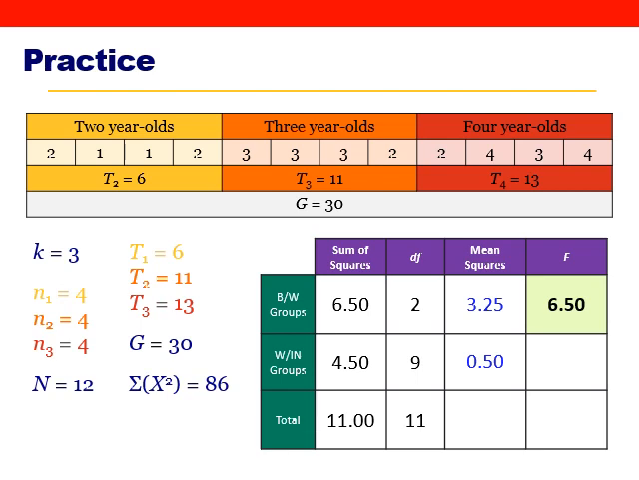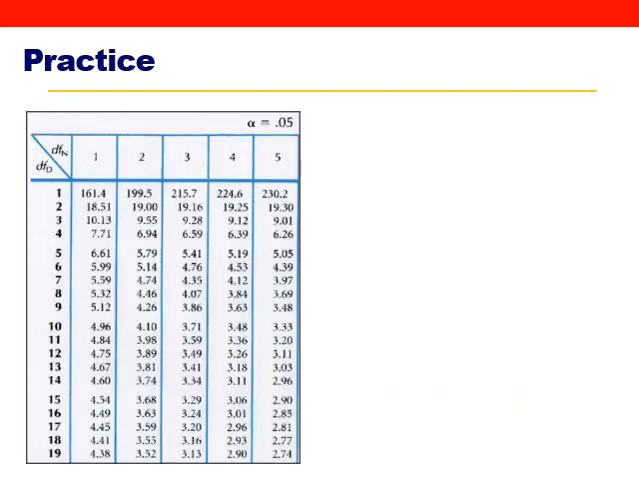Remember that we're going to need those top 2 degrees of freedom values to put in the table to find our critical value, so let's keep those in mind. Here is the table. On the previous slide, we found that the between groups, or numerator degrees of freedom, was equal to 2, and the within group, or denominator degrees of freedom, was equal to 9. So our critical value here is going to be 4.26.